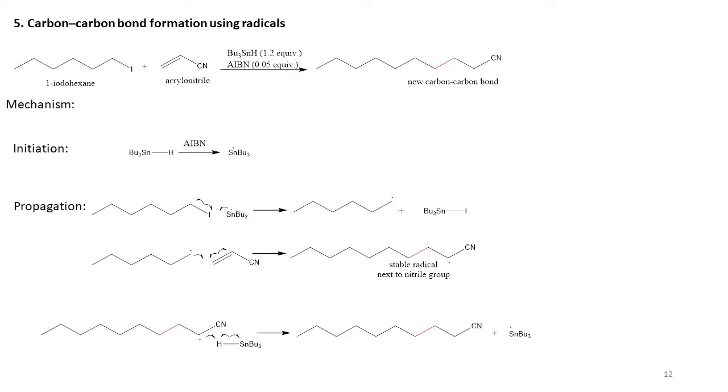The reaction between hexyl iodide and acrylonitrile in presence of tributyltin hydride and AIBN displayed the addition of hexyl radical here to the beta carbon atom of acrylonitrile to form this new bond and form the stable radical, this one, next to the nitrile group. Then the radical will abstract a hydrogen from tributyltin hydride to give the product.